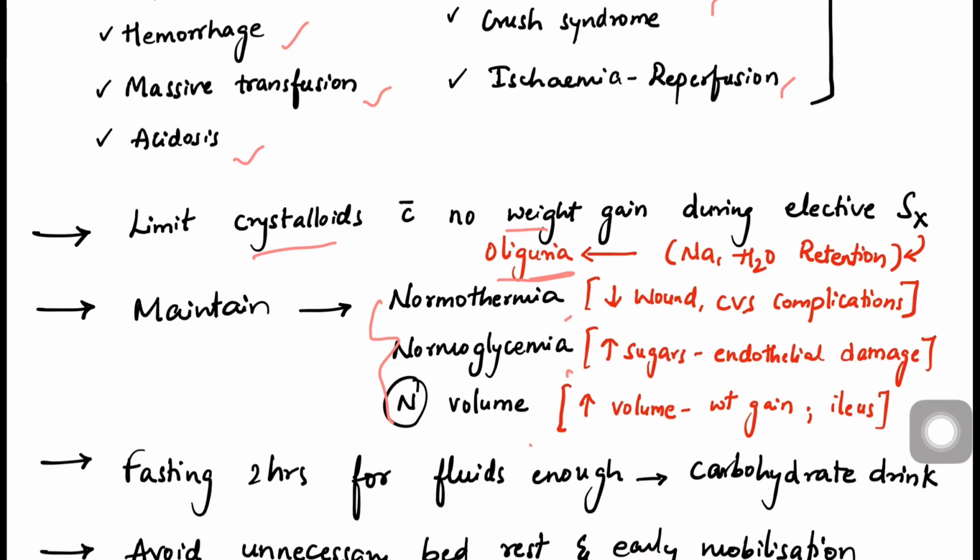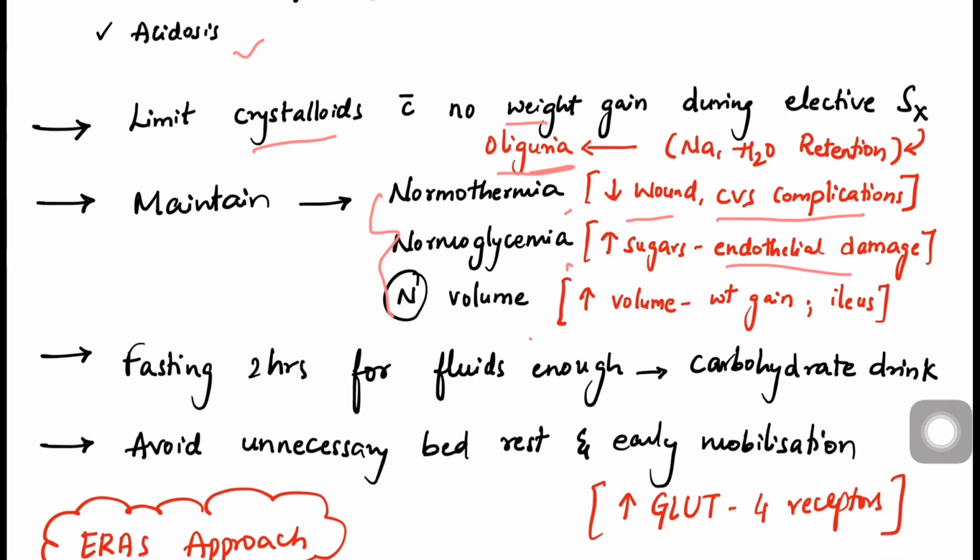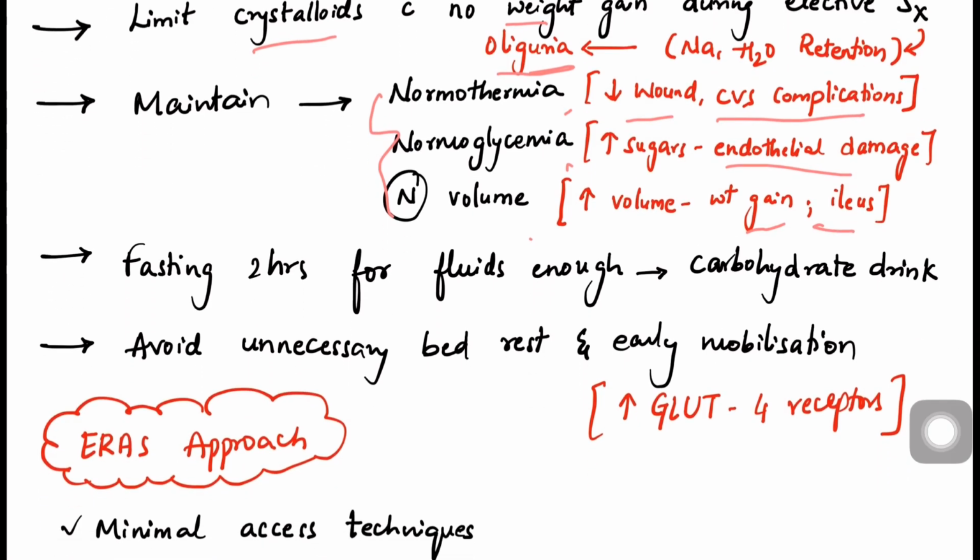Normothermia. What will happen if we don't maintain normothermia? It will cause decreased wound healing and cardiovascular complications. If we don't maintain normoglycemia, there will be increased endothelial damage, leading to tissue edema. If we don't maintain normal volume, there will be weight gain, and ileus due to edema. And this is a recently introduced term.